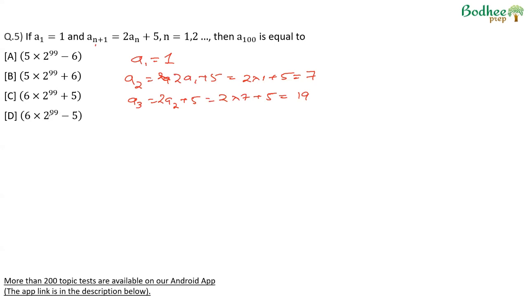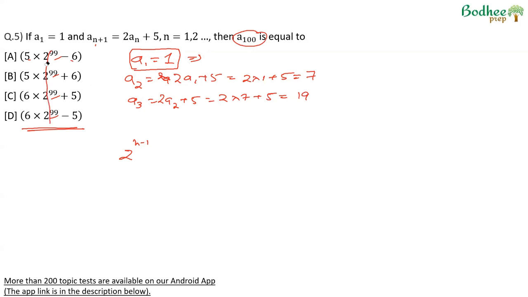Now, if we look at the options and try to get the value of this, A1 is 1. We can say from the options 5 minus 6 will give me a minus 1. 5 plus 6 will be 11. 6 plus 5 is 11. So I'm looking at the last term. We are looking for A100. Here the power of 2 is 99. Therefore, we can say 2 will be raised to the power n minus 1. So if we put n as 1 here, for all of these options, 2 becomes 2 raised to power 0, which is 1. We need 1, which we can get from 6.